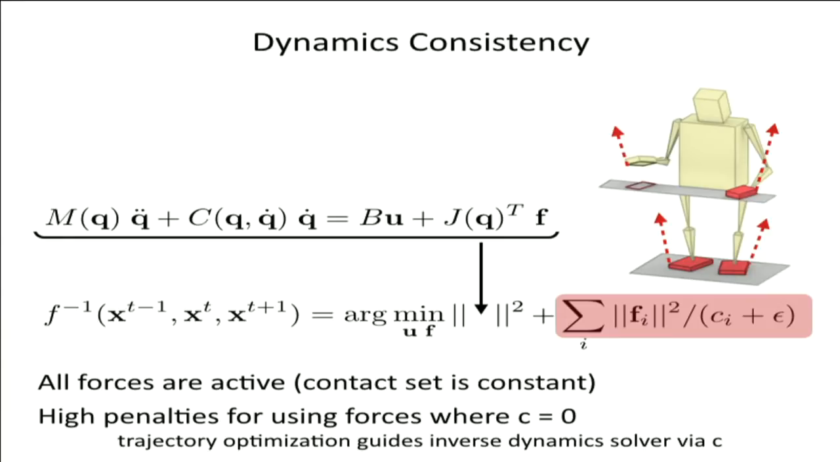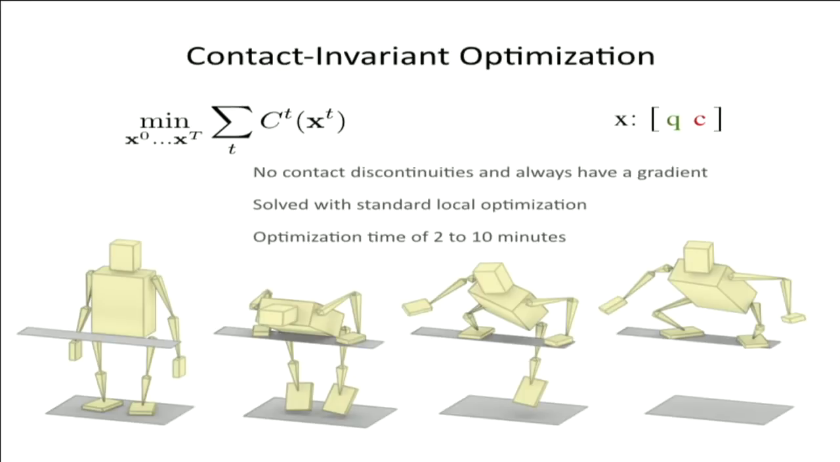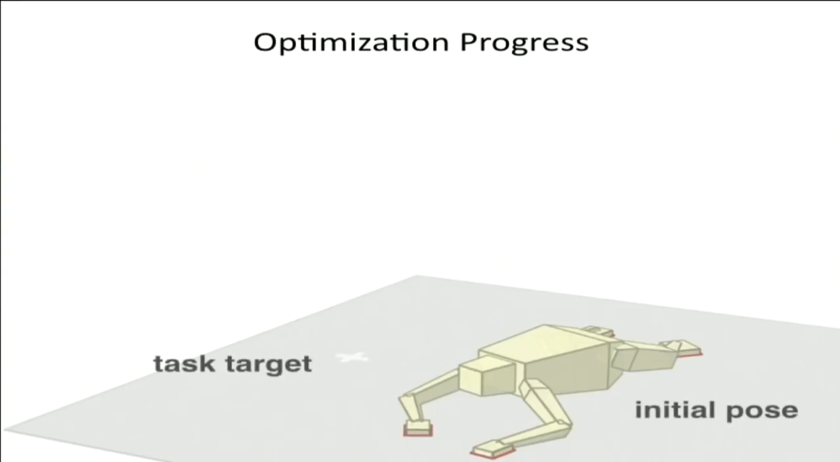Another way of thinking about it is that the trajectory optimization guides the inverse dynamics solver through these contact variables. So there is an interaction between the two optimizations. And now the resulting problem doesn't actually have any discontinuities due to contact, and you always have a gradient as to what actuation you can apply. And again, we can solve it with standard optimization methods like Gauss-Newton, and it takes about 2 to 10 minutes for a particular motion.